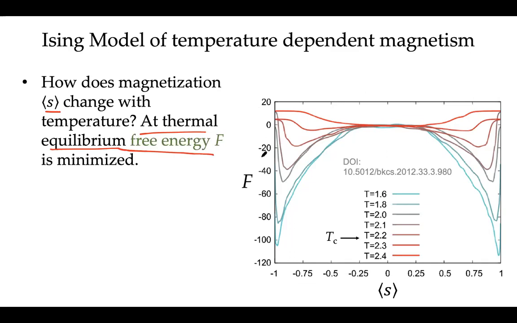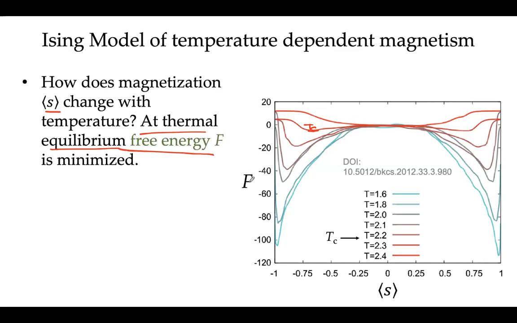What's shown in this plot is free energy versus magnetization. These different curves represent different temperatures. This one, for example, is the highest temperature, 2.4, and the cyan color is the lowest temperature. The phase transition happens around 2.2, so this curve is the one. Above this curve is high temperature. This is like TC, and the curves below the TC curve are the low temperature curves.